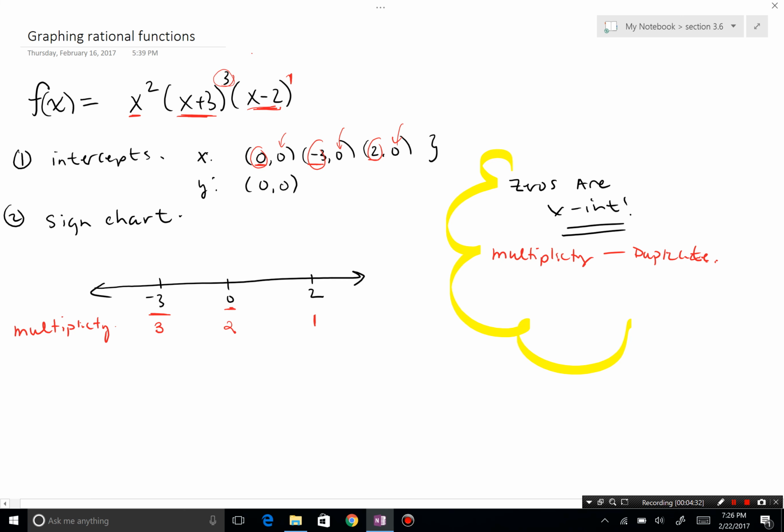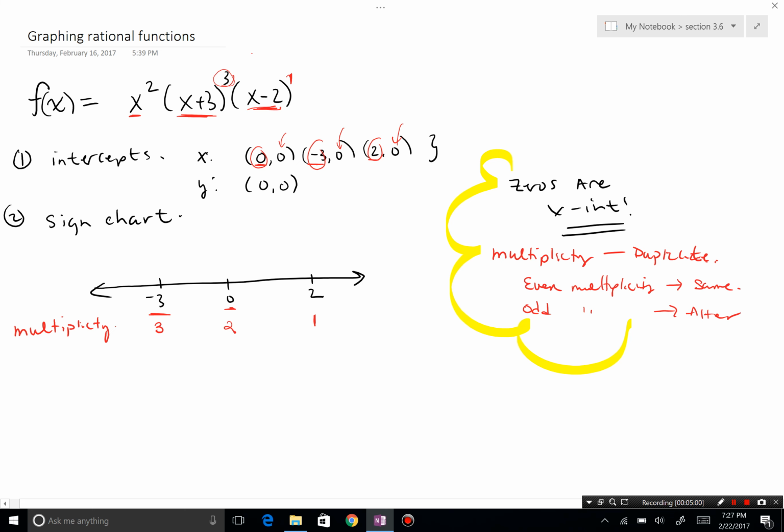So this is kind of the idea. If you have an even multiplicity, then the sign chart will stay the same. Oh, sorry, not alternate, I'm just all backwards today. The sign chart will stay the same. It won't alternate. But if it's an odd multiplicity, then it'll alternate.